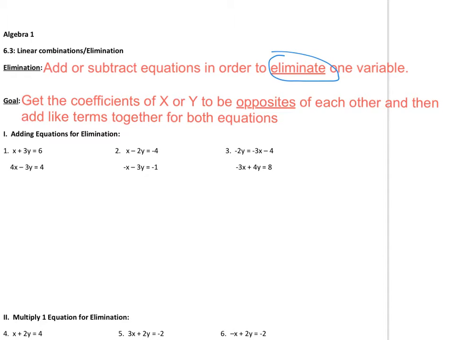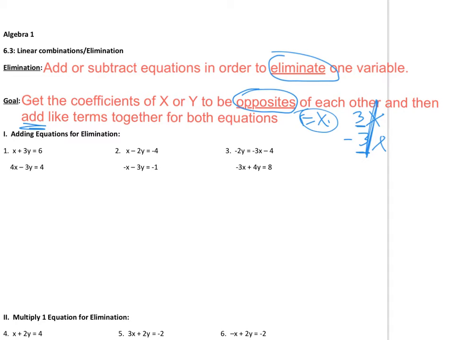Now here's the main thing, the whole goal. I want to get the coefficients of x or y to be opposites of each other, because if we can add opposites, they're going to cancel out. And I'll just give you a quick example right here. If I have two equations, and in one of the equations I have 3x, if I can get the other equation to be the opposite, negative 3x, if I add those together, they go away. 0x is just 0. And remember, coefficients is just the number before the x or the number before the y. So we want them to be opposites.